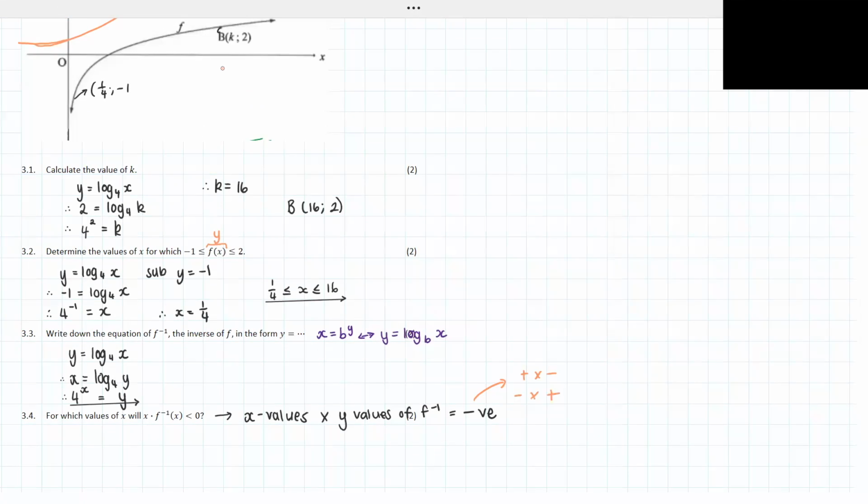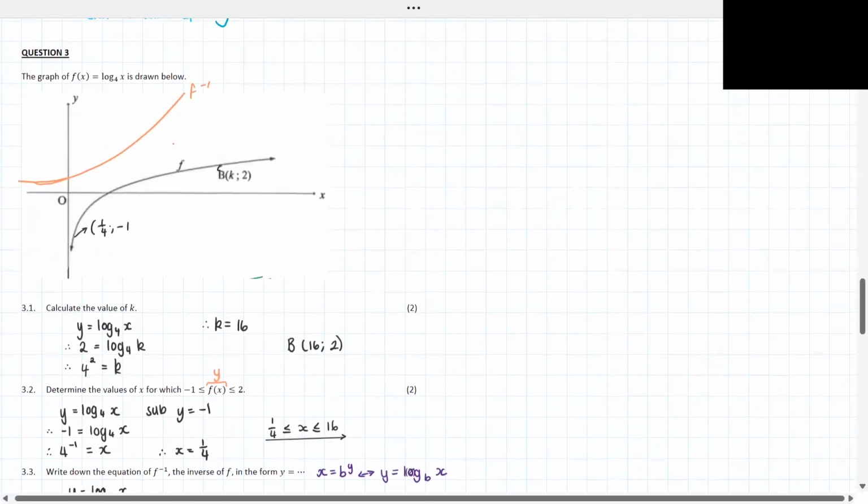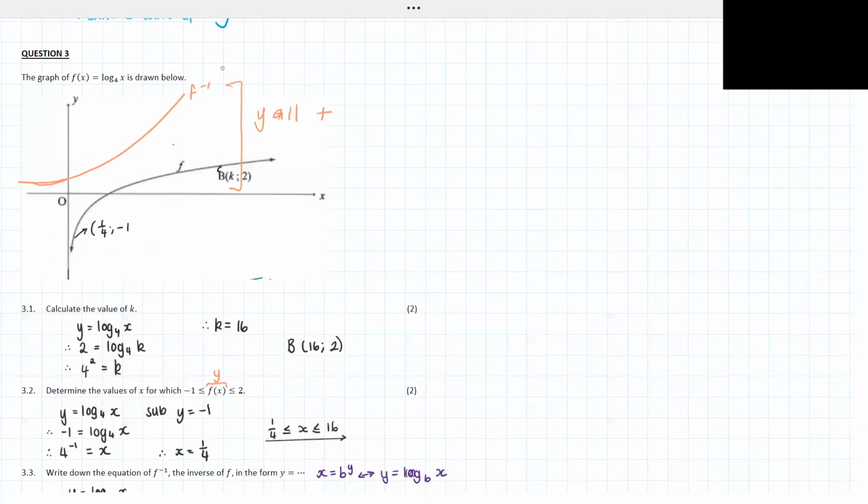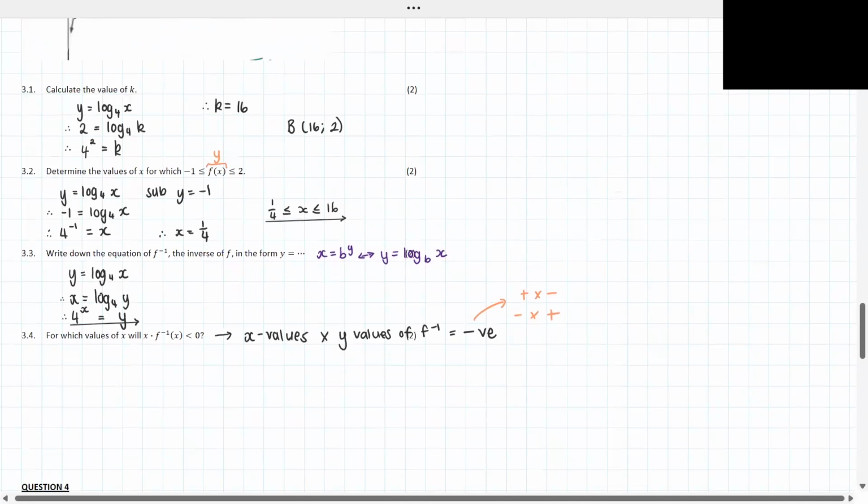So either my x value should be negative and my y value positive, or my x value positive and my y value negative. So let's go back up to my beautiful sketch. As you can see for my inverse, my y values are all positive, all of them. There's not a single negative y value. So we are now working with a situation where those have to be positive, which means my x values have to be negative.